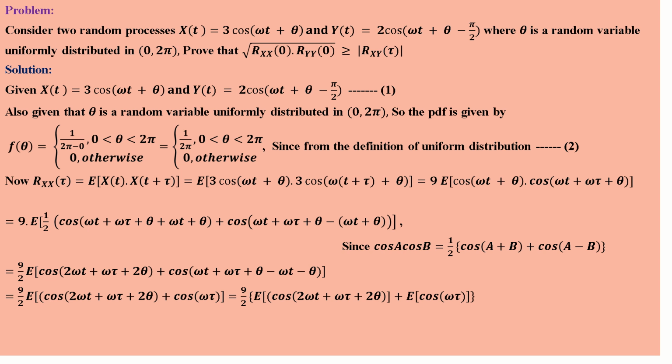So 9 by 2, expected value of cos(2ωt + ωτ + 2θ) plus expected value of cos ωτ. We are separating the expectation for each term. Cos ωτ is a constant, so the expected value of a constant is nothing but the constant. So the second term becomes plus cos ωτ. Remaining terms as it is.